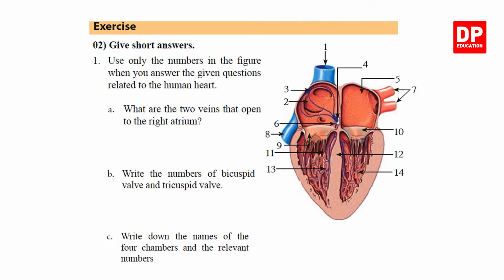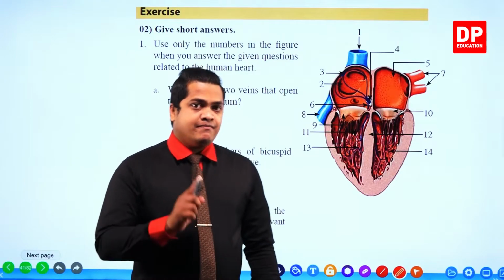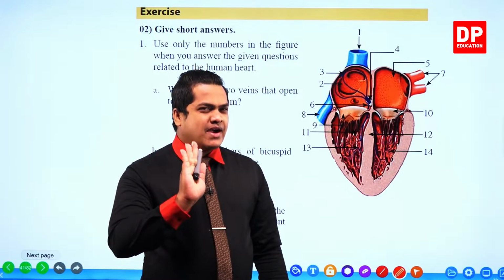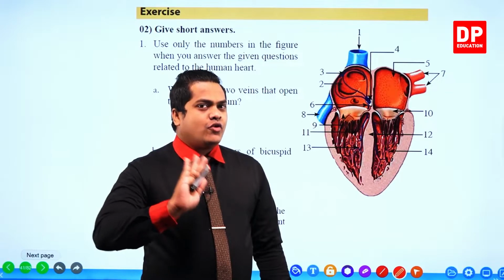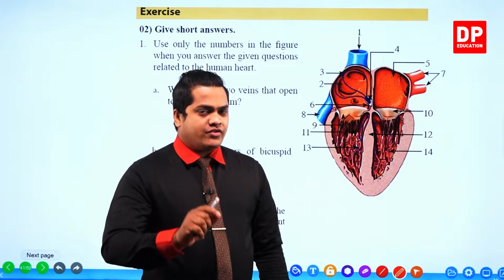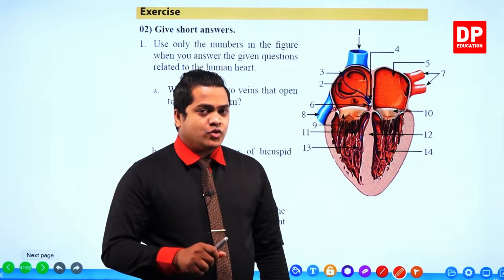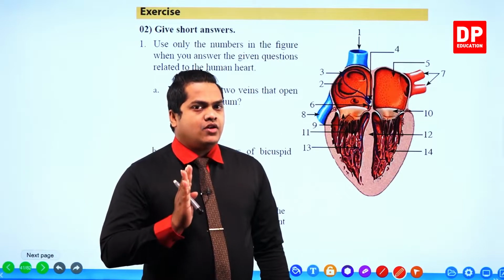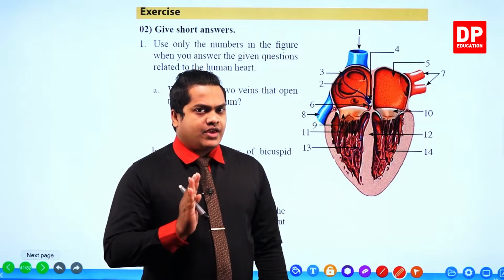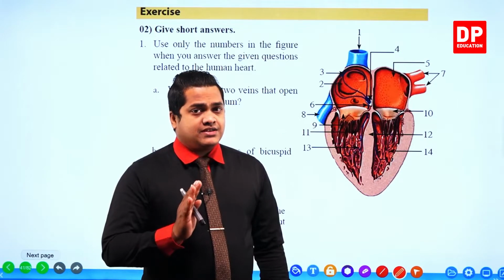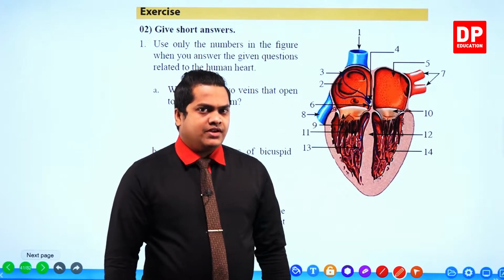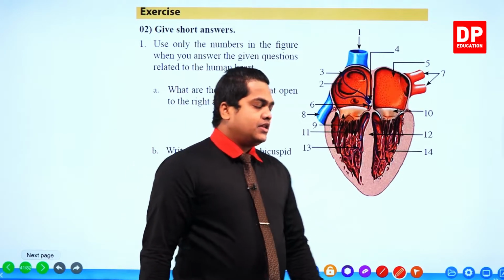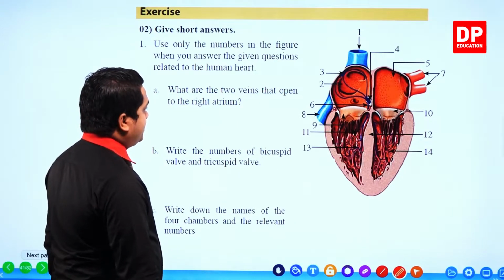Right then, use only the numbers in the figure when you answer the given questions related to the human heart. Now it's important to write the answer only by using the numbers, my dear children. Don't write the exact answer. I mean, don't write the name of the part. But remember to write down only the number indicated by that certain part. Okay. So if the question is asking to mention only the number, then you have to mention the number itself. That's it. Right. Then we'll go for the questions given.